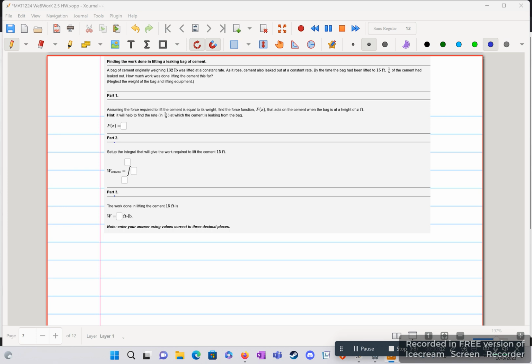All right, this is finding work done in lifting a leaking bag of cement. So again, let's see what we're given. We're given another weight here. Like in the previous problem with the bucket, we're given the weight of cement originally weighing 132. And as it rose, the cement leaked out at a constant rate. That's going to help us. By the time the bag had been lifted to 15 feet, 1/5 of the cement had leaked out.